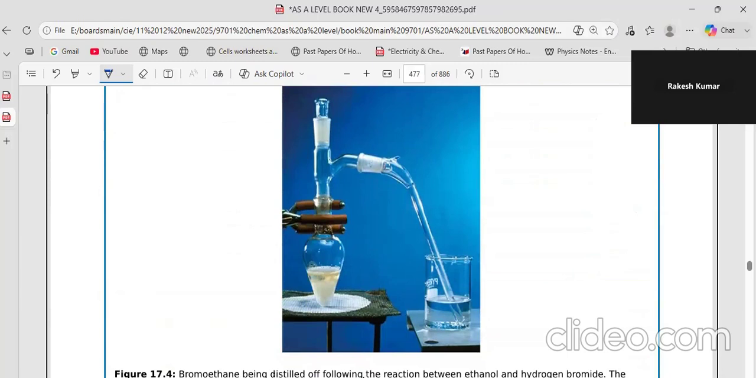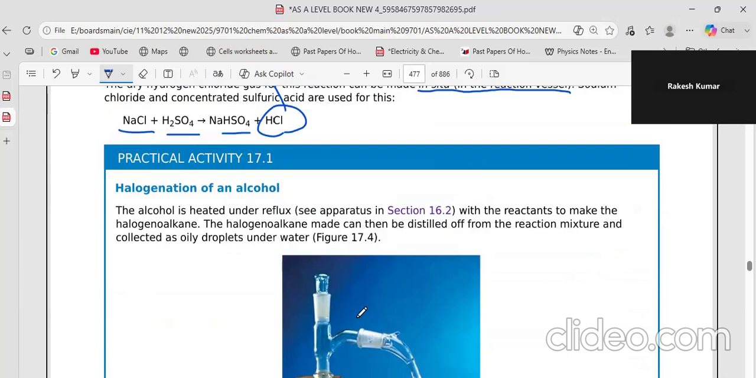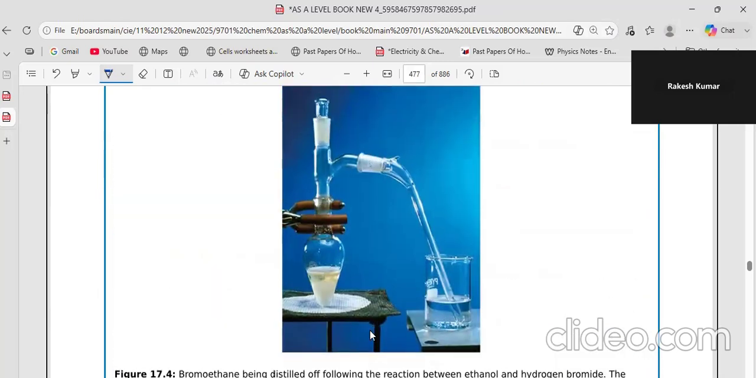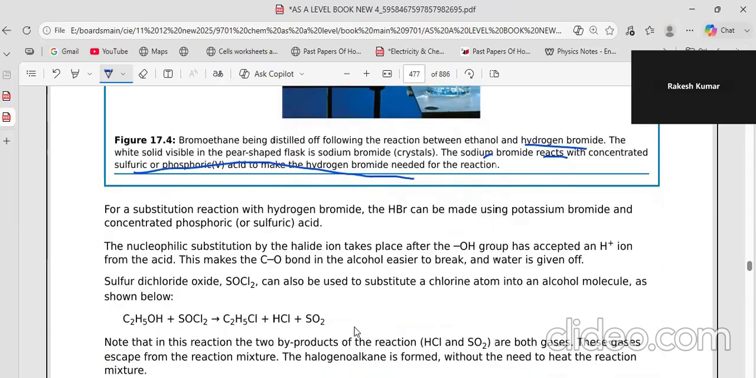Here he's got ethanol reacting with sodium bromide and sulfuric acid. The sodium bromide reacts with the sulfuric acid to make hydrogen bromide, and it is distilled off. So this is the nucleophilic substitution, which can also be achieved by SOCl2. Both products are gases, so it's a very pure form, without the need to heat them. So the gases escape, and you get a pure form.